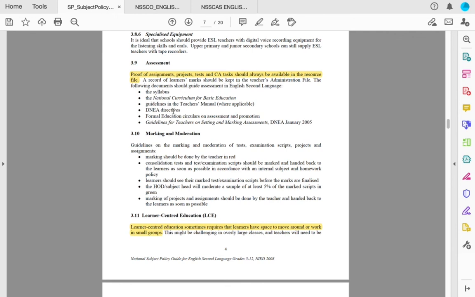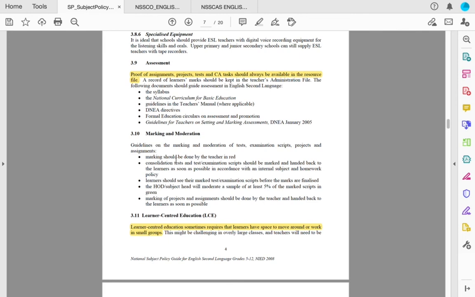So these are the documents that guide the type of assessment, like how to assess, and you should have records of the assessment that you have done with your learners, all right, and keep that in your administration file. It's always good to have that proof to see the progress of your learners, and in case the parents come and they want to know how their child or children are doing, then you can show that to them. It's always good to have that.